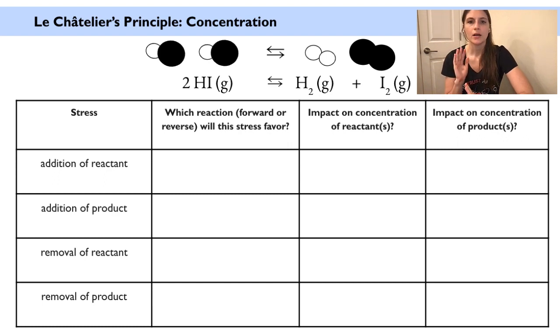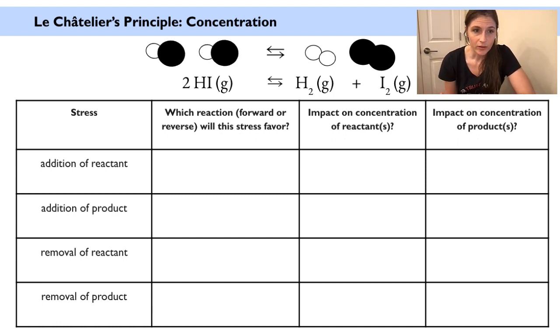We're going to look at 4 different scenarios in a system at equilibrium. The example reaction we are looking at is 2HI decomposing to form H2 plus I2. And the reverse reaction is H2 plus I2 reacting to form HI in a synthesis reaction. So this is a decomposition synthesis reversible reaction system.